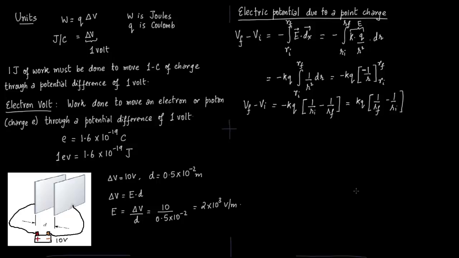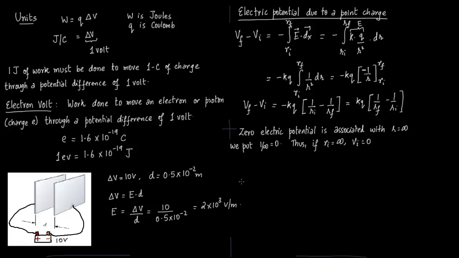So this is a formula for change in potential between 2 points. You have initial potential and final potential. Now we want to talk about zero electric potential. Now zero electric potential is associated with the distance r equals to infinity. So we want to put 1 by infinity as 0, and thus if initial distance is infinity, then initial potential would be 0, because if initial distance is infinity, we want to put potential there 0 because electric field is also 0 there.